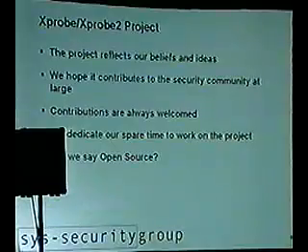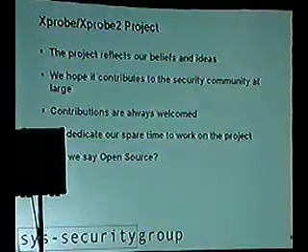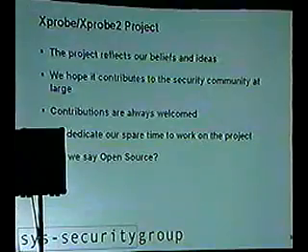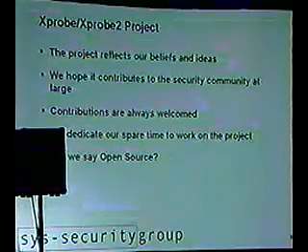The Xprobe2 project, as I said before, is an open source project. It reflects its developers' beliefs and ideas. We do hope it contributes to the community at large, to the security community at large, and we do encourage people to contribute to the project. We know that several companies and individuals were inspired by Xprobe2, so they decided to lift some techniques and technologies from it, but they don't even bother to credit us.